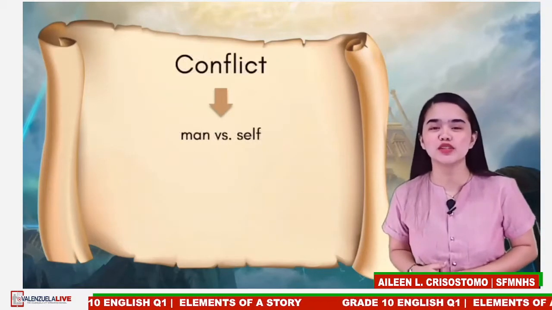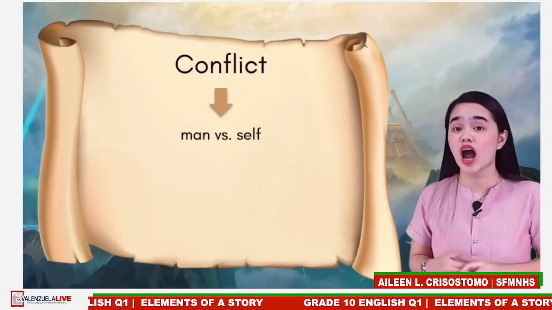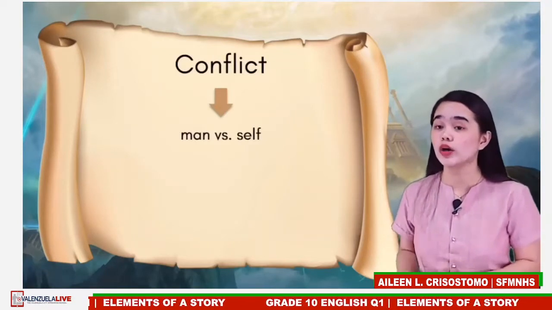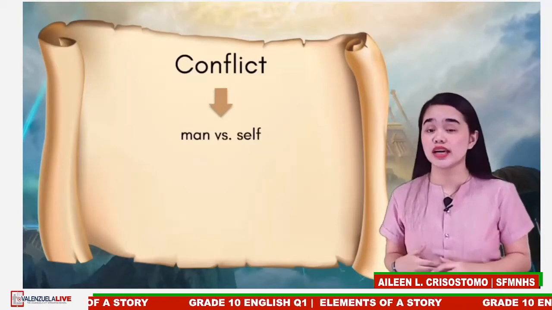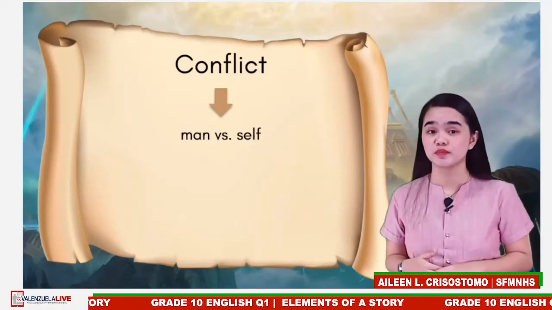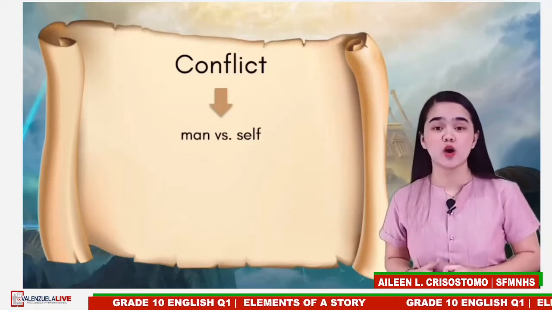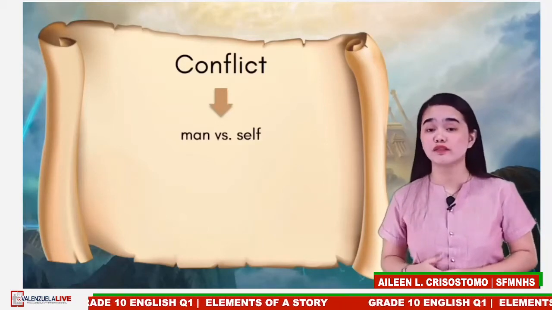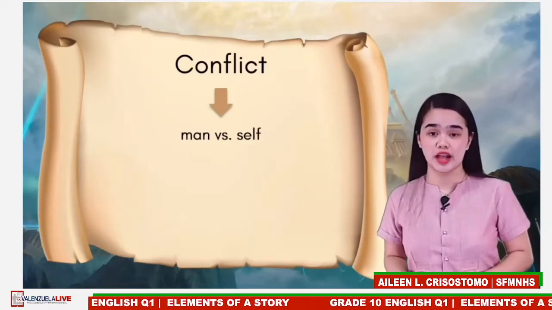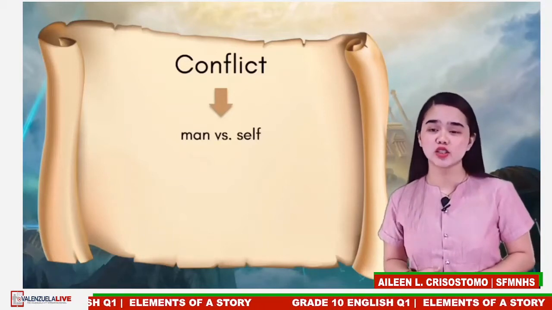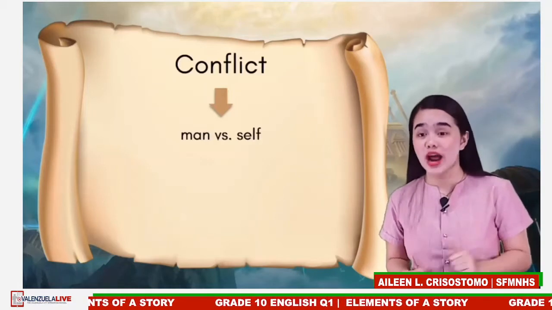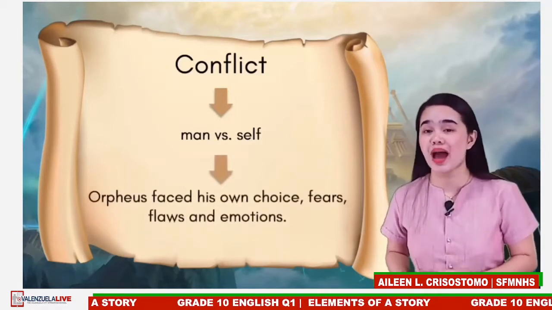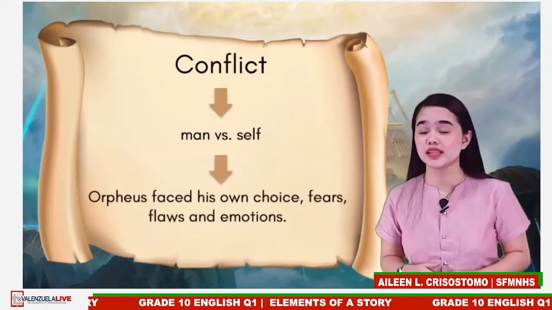In this part of the story, we've also encountered another conflict. According to our previous discussion, what type of conflict is it if there is a struggle within oneself? It is an internal conflict, particularly man versus self or character versus self. Which event in the story is this type of conflict evident? Right, when Orpheus looked back to make sure Eurydice is still behind him.